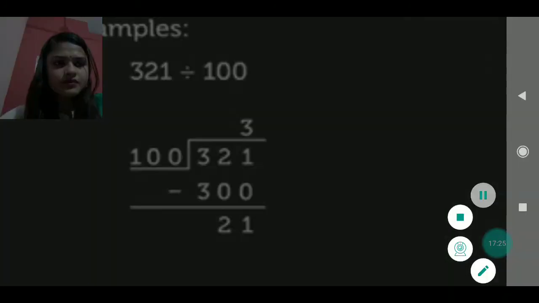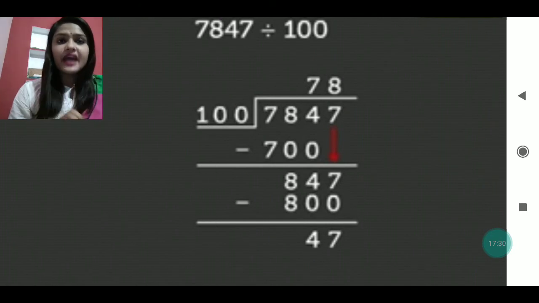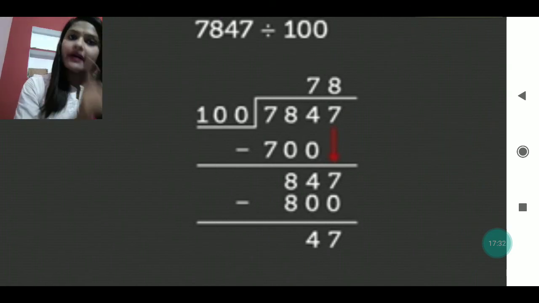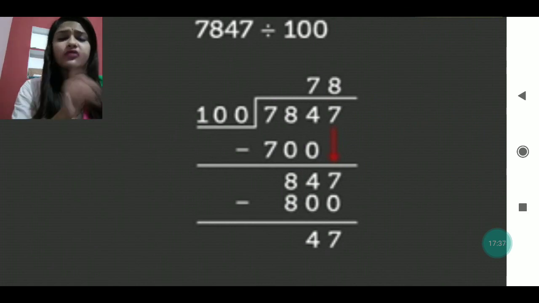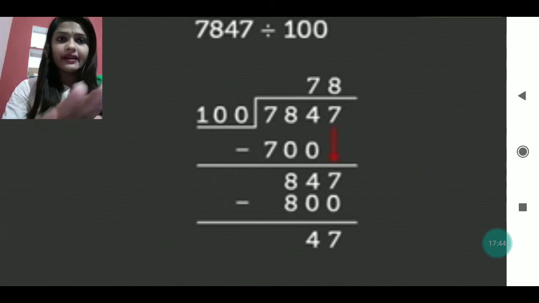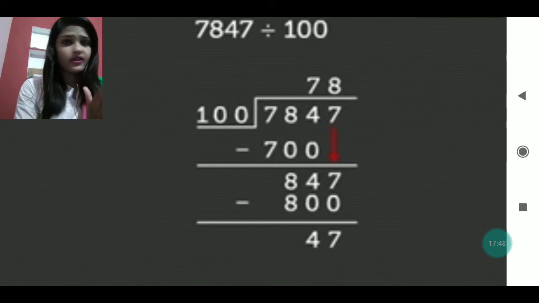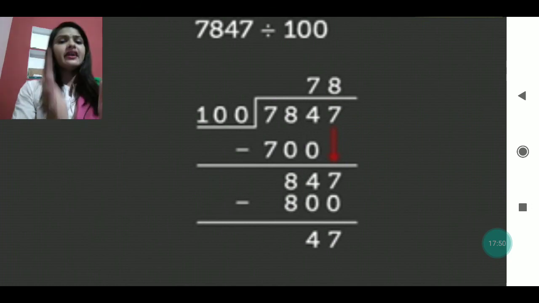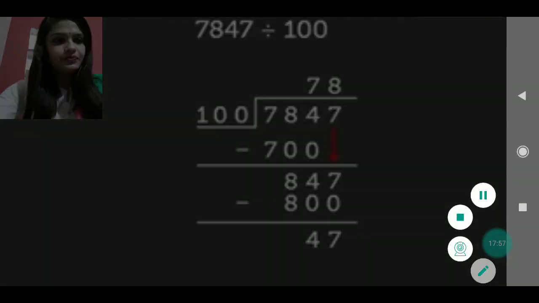One more question. Now it is a 4-digit number. We have to divide a 4-digit number by 100. So what is that number? 7847 we have to divide by 100. We have already arranged the numbers according to the column. We have written 7847 in the dividend column and 100 to the right side in the divisor column. Let's do the division now.